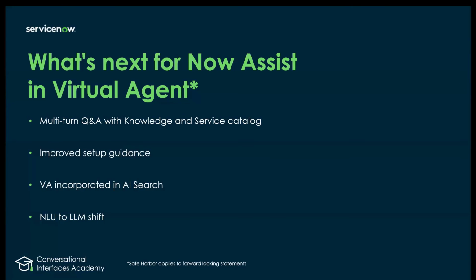We're going to shift from NLU to large language models. So NLU is not going to go away. And if you have NLU topics, that's good because we're going to provide some method for you to say, okay, you have NLU topics. How do we make them into LLM topics, right? So that's going to come a little later than the first 3 bullet points. But I wanted to raise that. Of course, safe harbor applies to forward-looking statements, but just some things to be aware of.